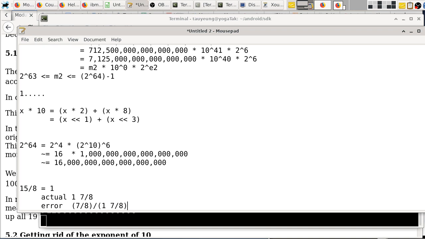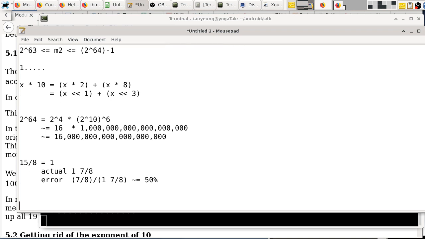We call 7/8 close to 1, okay? So that means the error is about 1/2, which is 50%. That's a lot of error, okay? So we say that's about 50%. Not good. We are losing a lot of precision this way, okay? So another division by 8.